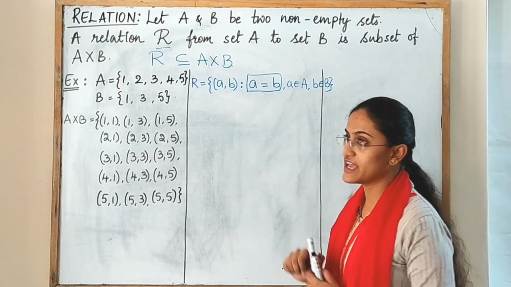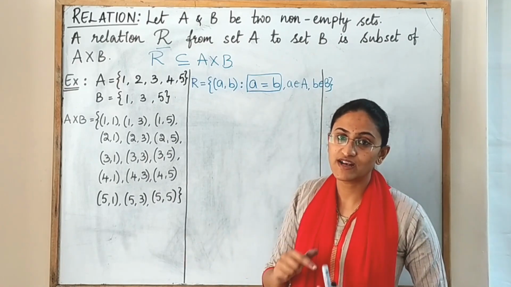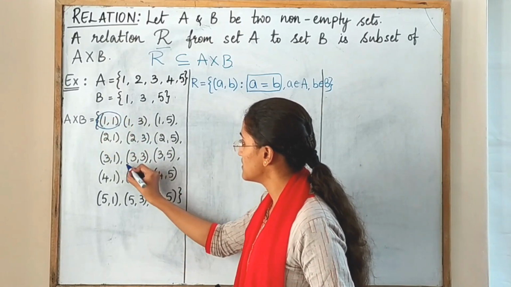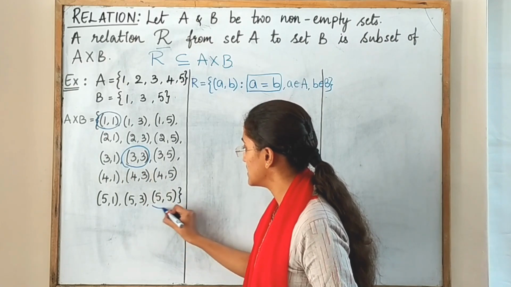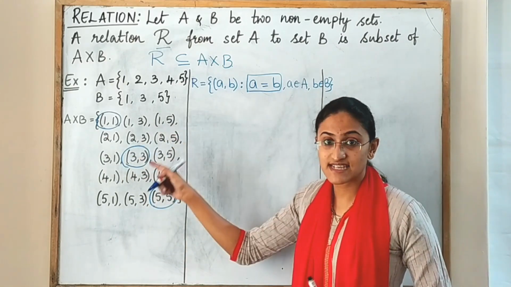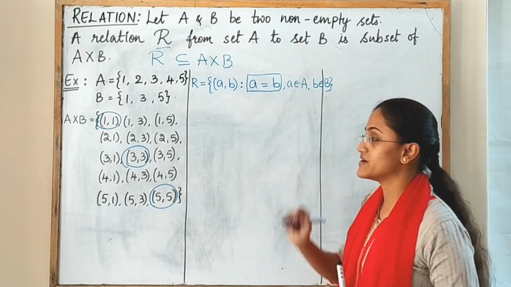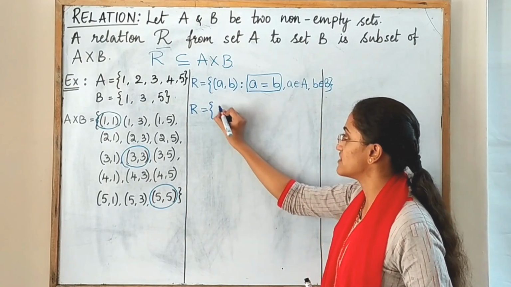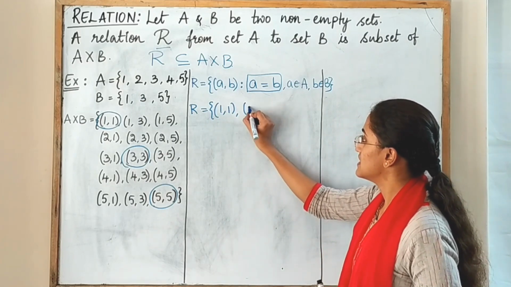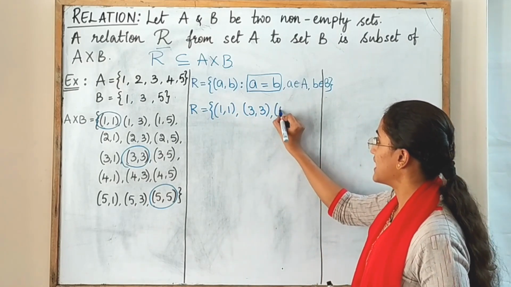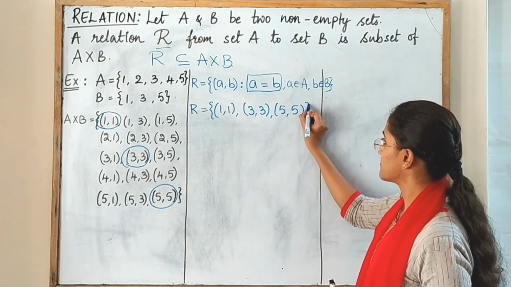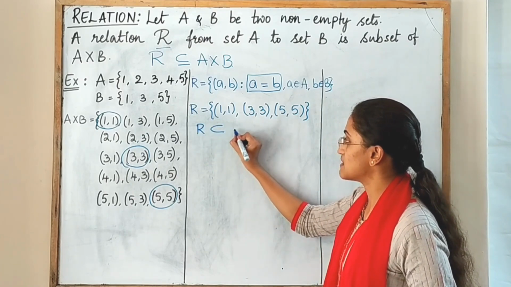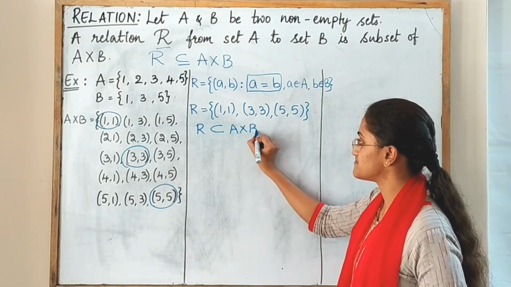Now a should be equal to b. The first element should be equal to the second element. Now checking this, you get (1, 1), (3, 3), (5, 5). These three elements satisfy the equation a is equal to b, and hence the roster form of the relation will be {(1, 1), (3, 3), (5, 5)}. You can observe that the relation R is a subset of A cross B.